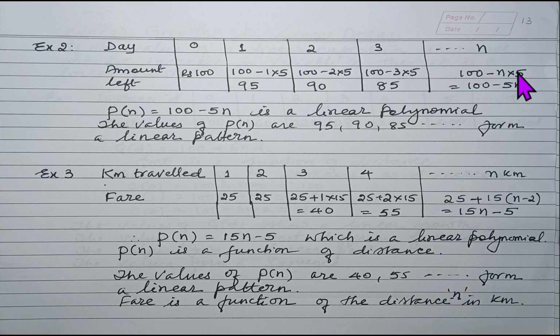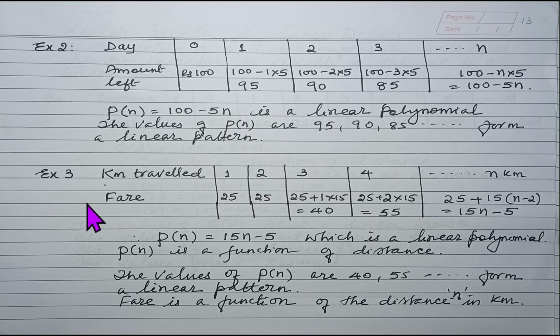So this is a linear polynomial again. Just put n equal to 0, 1, 2, 3, 4. If I put 0 here, it becomes 100. If I put 1 here, it becomes 95. If I put n equal to 2 here, it becomes 90, and so on. So it's a linear polynomial, and the values form a linear pattern, and also there is a linear relationship between the amount left and the number of days.